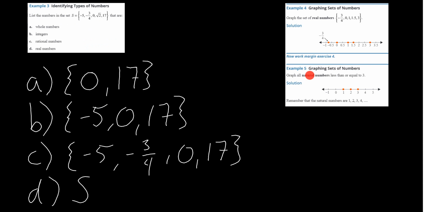This said graph all natural numbers that are less than or equal to 3. So 3 is equal to 3, so that's good. And we graphed all the values that are less than or equal to 3.